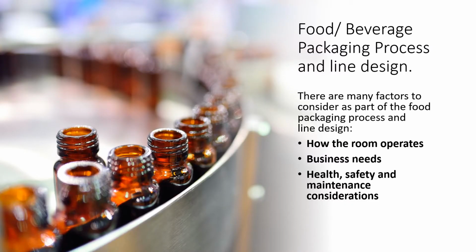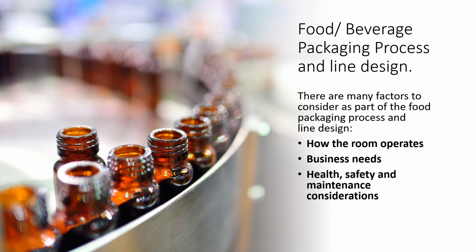So for the facility and packaging suite, which is the space that holds the equipment and the people needed to get the product into a package, the following factors should be considered. The first one is how the room operates. So mapping how the product, packaging materials, waste, and people flow through the space is the first step. How much space will be needed to accommodate the line?